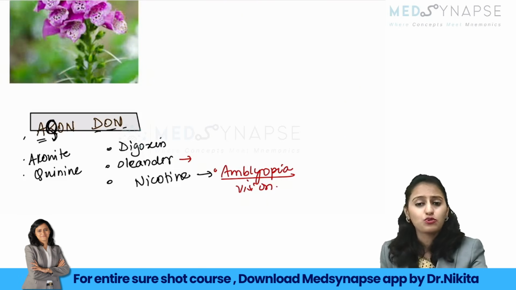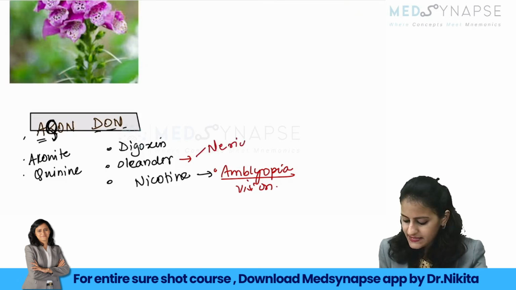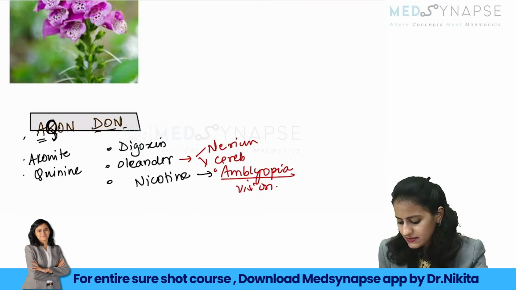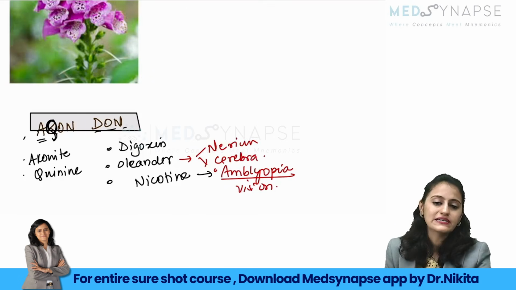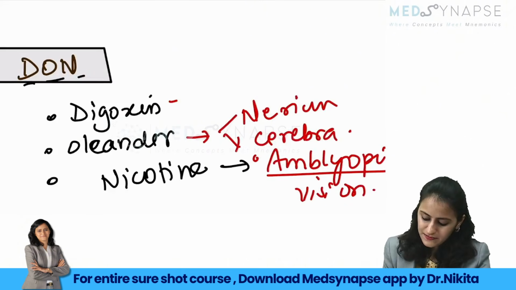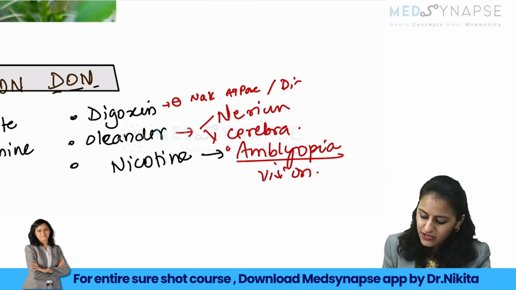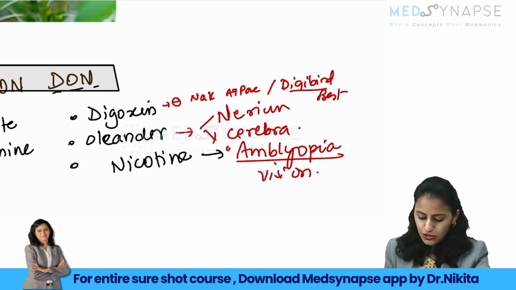Oleander, right? That is your white oleander, the yellow oleander, Nerium is there, Cerbera thevetia is your yellow oleander, right? These are oleander. Digoxin we know acts on the heart. It acts by inhibiting the sodium potassium ATPase channels, and for treatment you need to give digibind, right? Digibind is the best treatment for toxicity.